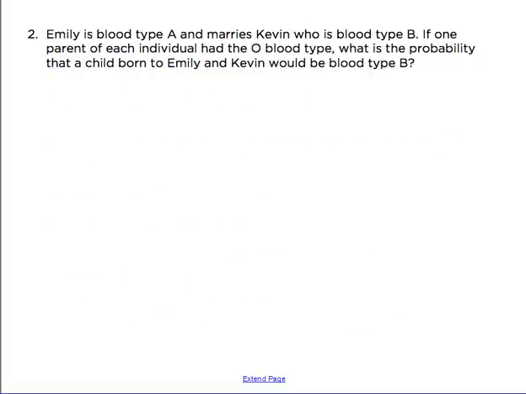Question 2. Emily is blood type A and marries Kevin, who is blood type B. If one parent of each individual had the O blood type, what is the probability that a child born to Emily and Kevin would have blood type B? So let's first look at their genotypes. Emily's blood type A, so we know she has to have at least one big IA. And we're told that one of her parents had O blood type, which means that the only allele they could give to Emily was little i. So this is Emily. Kevin is blood type B, so he must have at least one big IB, and one of his parents was blood type O, so again he must be little i there.